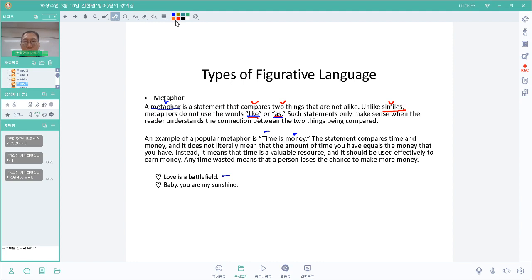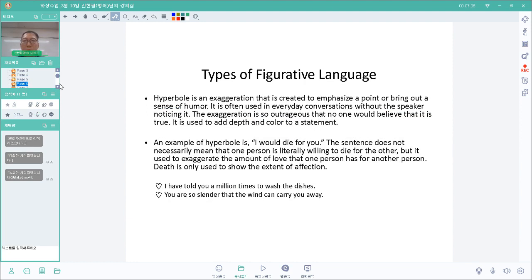Baby, you are my sunshine. You are my sunshine. This is a metaphor. Okay? Making direct comparison. Okay? And next type is a hyperbole.